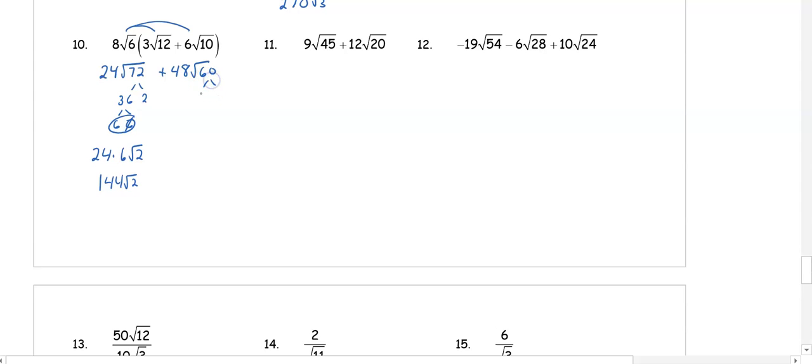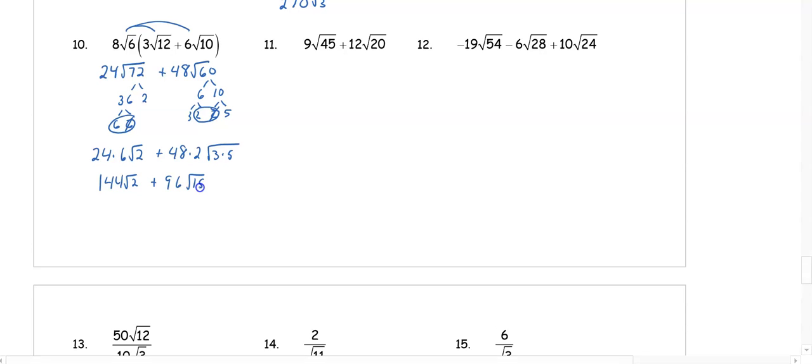Then with 60, we have 6 and 10. 6 breaks to 3 and 2. 10 breaks to 2 and 5. So we have a pair of 2's. That's going to multiply with the 48. And then we have a 3 and a 5 left under the radical. So that's going to get us plus 96 root 15. Because they have different roots, they do not combine together.